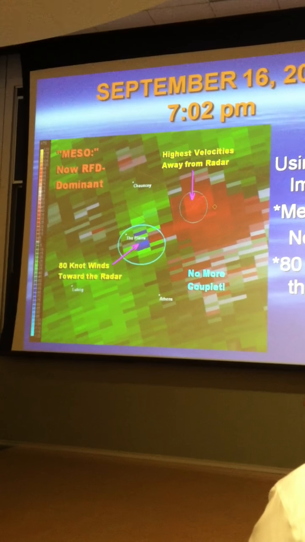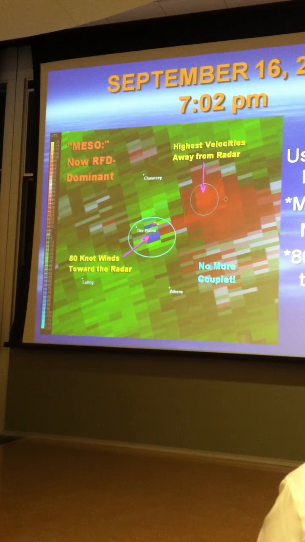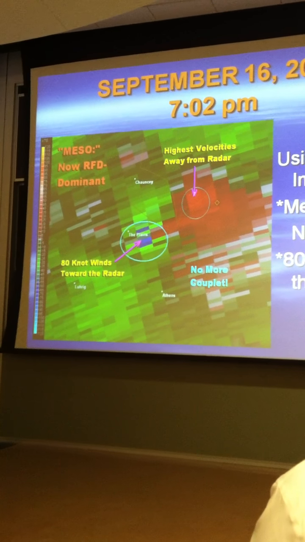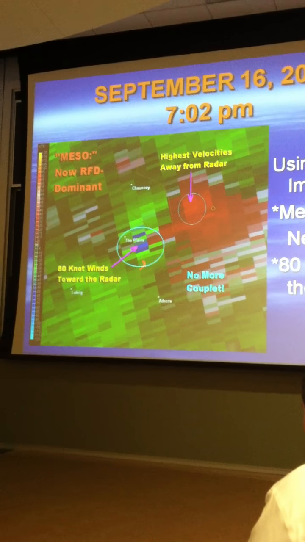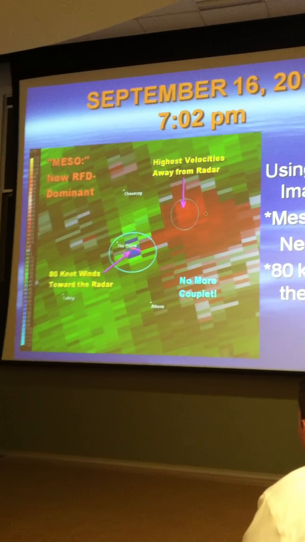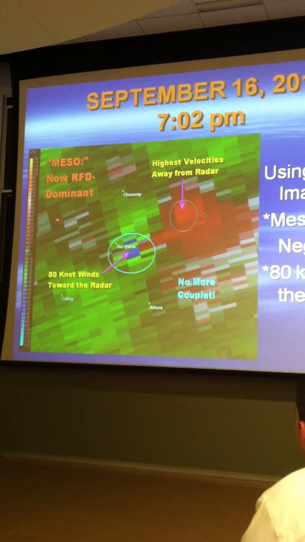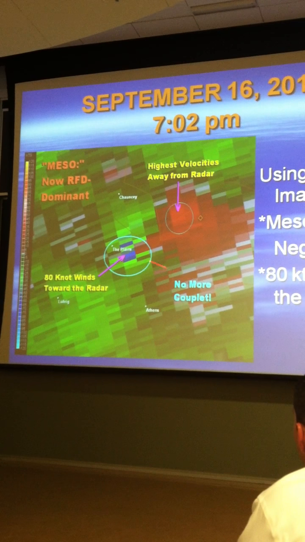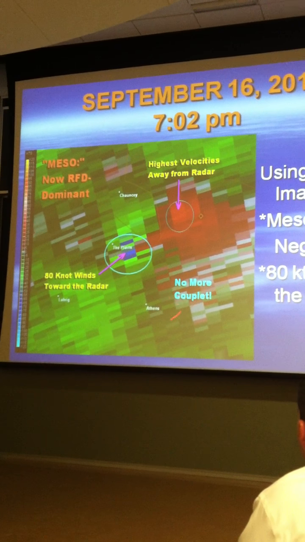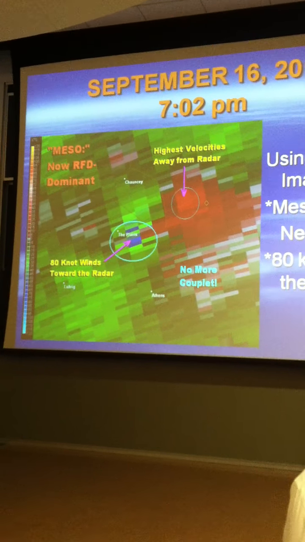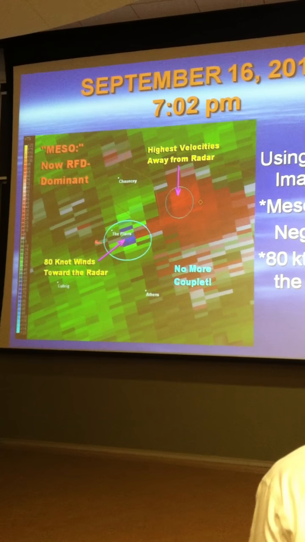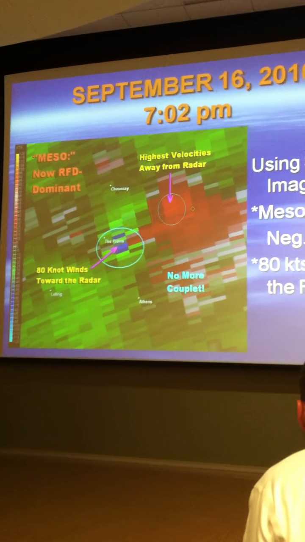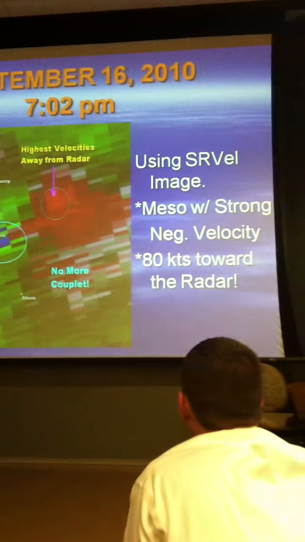Here's your highest outbounds, and here's your highest inbounds, separated by a lot of weaker stuff. And here is 80 knots of wind blowing toward the radar. And that's exactly where the damage path was. So now, you know, we got a great idea as this was happening that it was RFD dominant now, not tornadic. Am I right, guys?